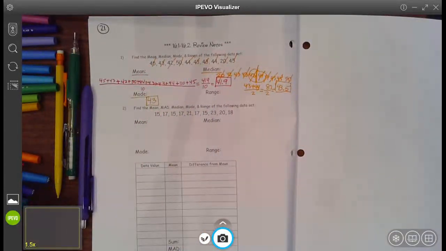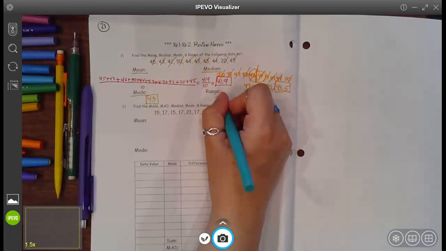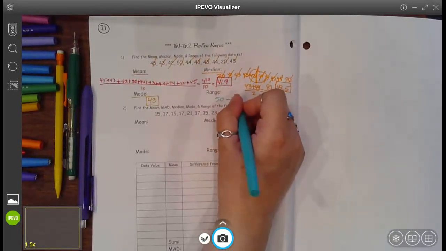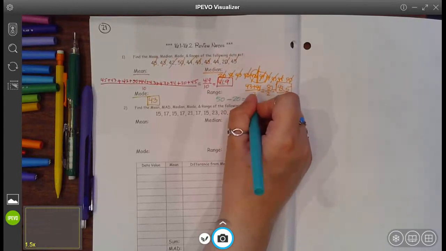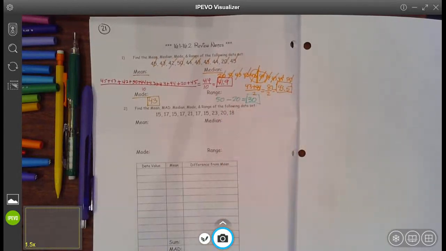Okay, and then finally, for the range, you take the biggest amount, which was 50, minus the smallest amount, which was 20, and 50 minus 20 is 30. Okay, if you got all those right, congratulations.